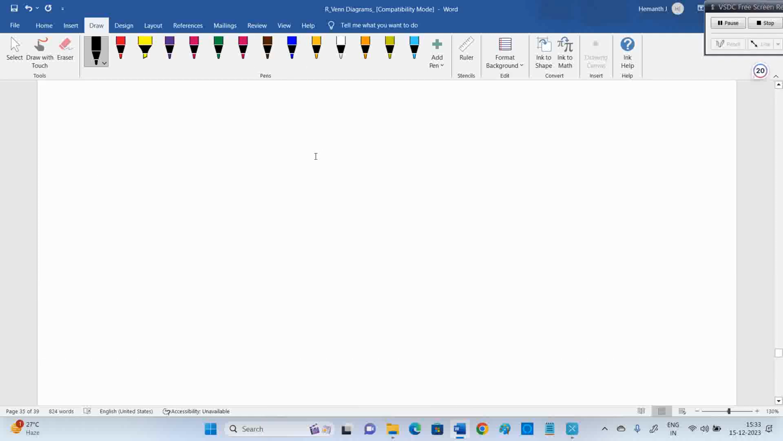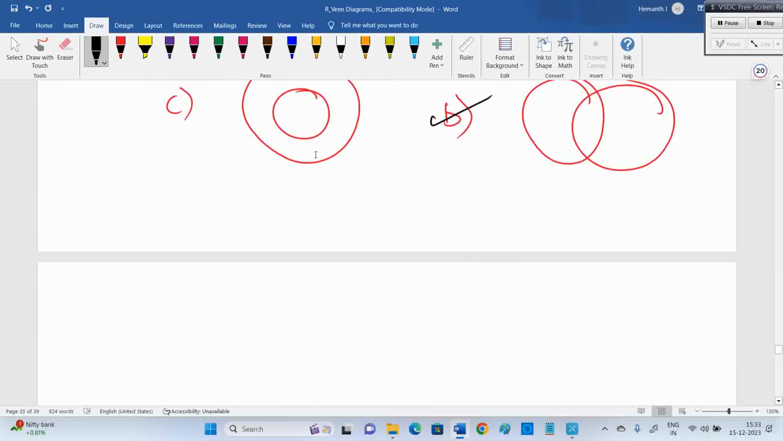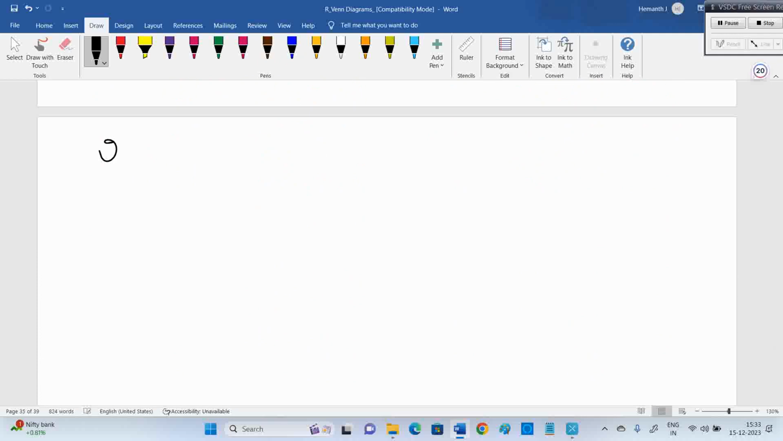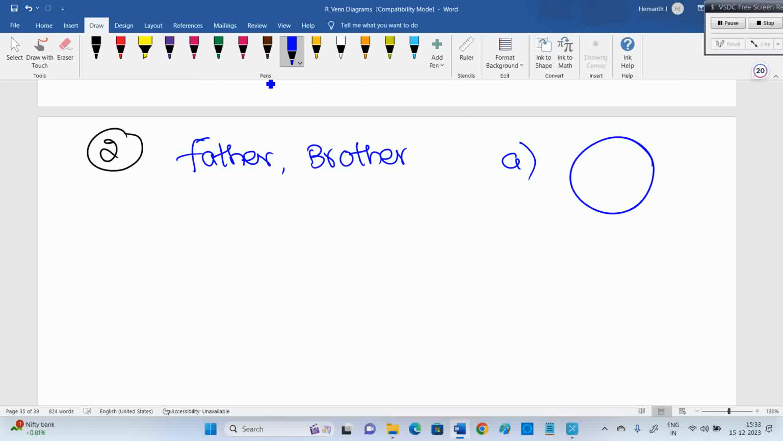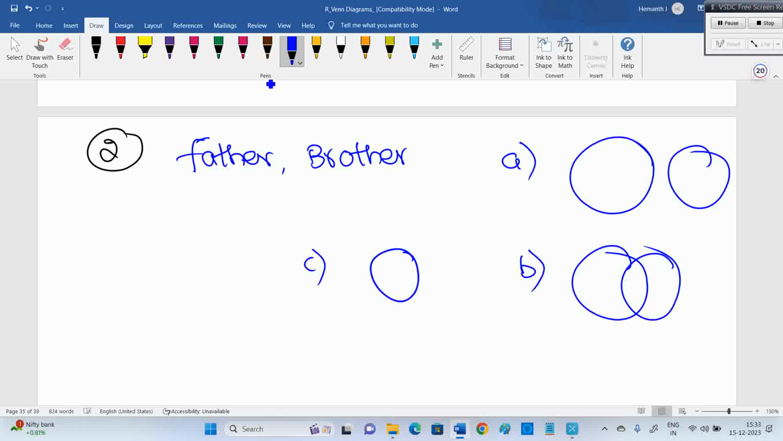And there is one more example. Okay, this is just one I have given. So one more example. Father and brother. Father, brother. So same diagrams. Which one is suitable? Is it A? Is it B? Is it C? Consider all practical cases. Which one? Is it A or is it B or is it C?